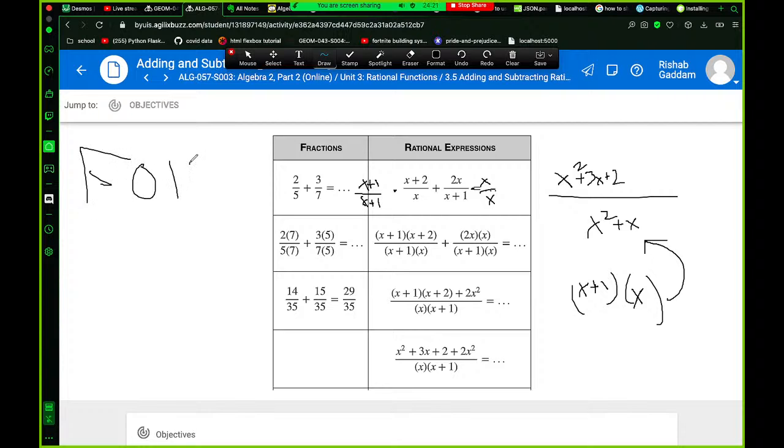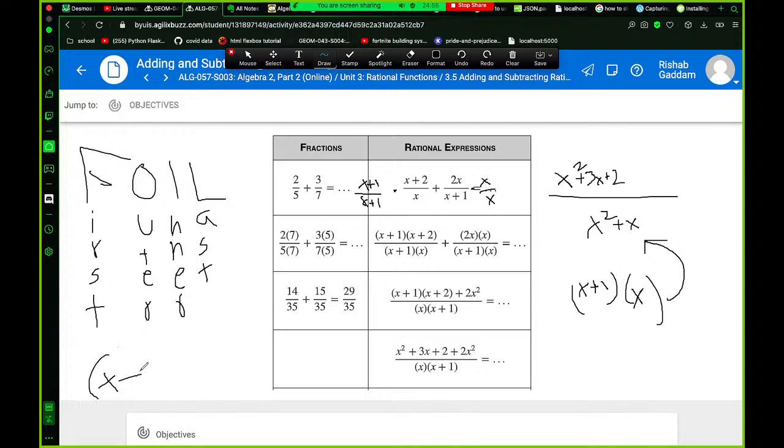FOIL. So this is basically first, outer, inner, last. We learned this yesterday. You might have heard of it, but I don't know. But basically, what FOIL is, if you have two binomials being multiplied to each other. So basically, x plus 1 times x plus 2.